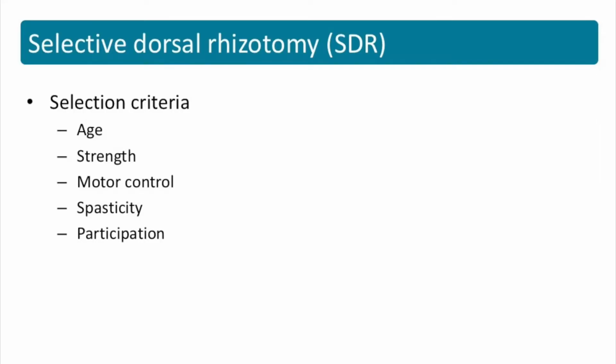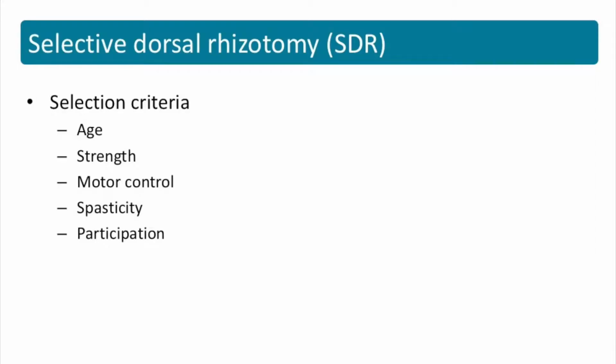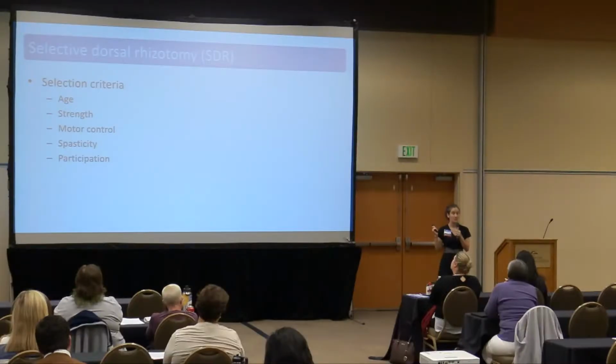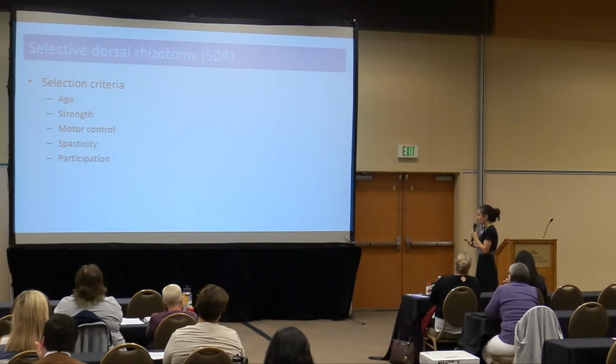The selection criteria for SDR: typical age is about 3 to 8 years old, and there's a reason why. Kids who are younger are making lots of changes, they're developing rapidly, so we try not to do any big, huge interventions. Kids who are older have developed these motor patterns over time that are really difficult to retrain. We're looking for a child who's strong enough, who has good enough motor control, who actually has spasticity and does not have dystonia. Selective dorsal rhizotomy does not treat dystonia. And so that's important to think about.